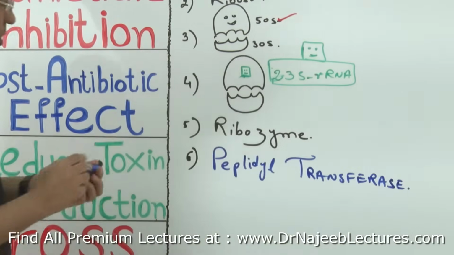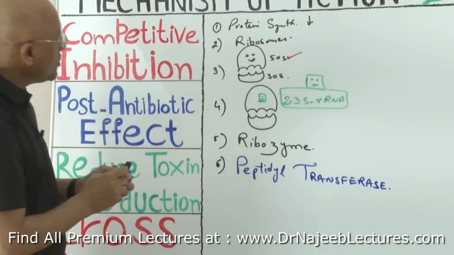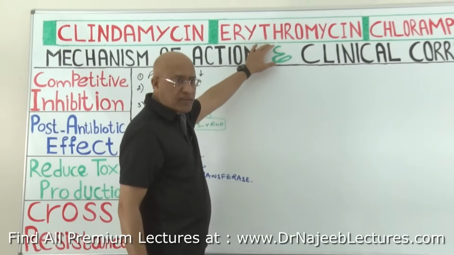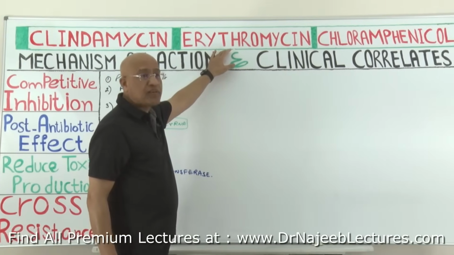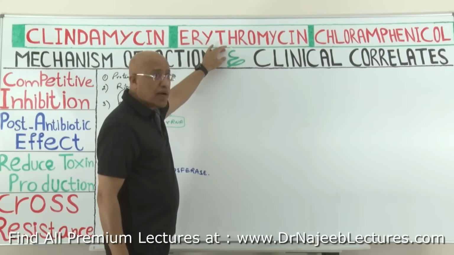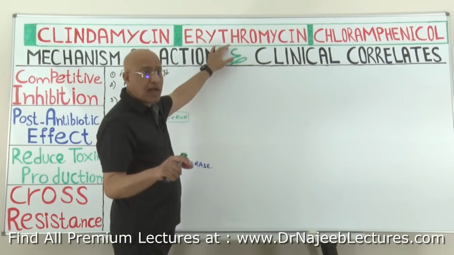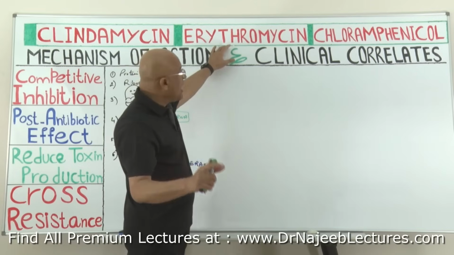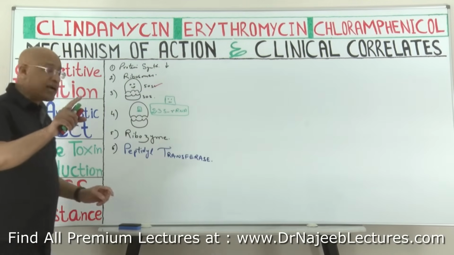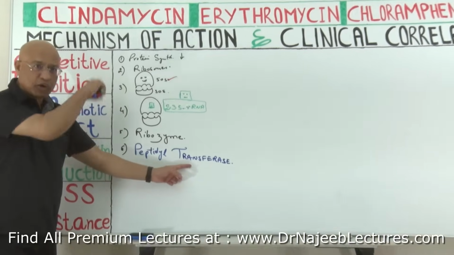Peptidyl transferase. Now what can you say? We can also say that clindamycin or macrolides, which include erythromycin, and some newer macrolides which are clarithromycin, azithromycin, or some other macrolide group, all of it, and chloramphenicol, all of them actually work on a peptidyl transferase. Now I will go in reverse direction.